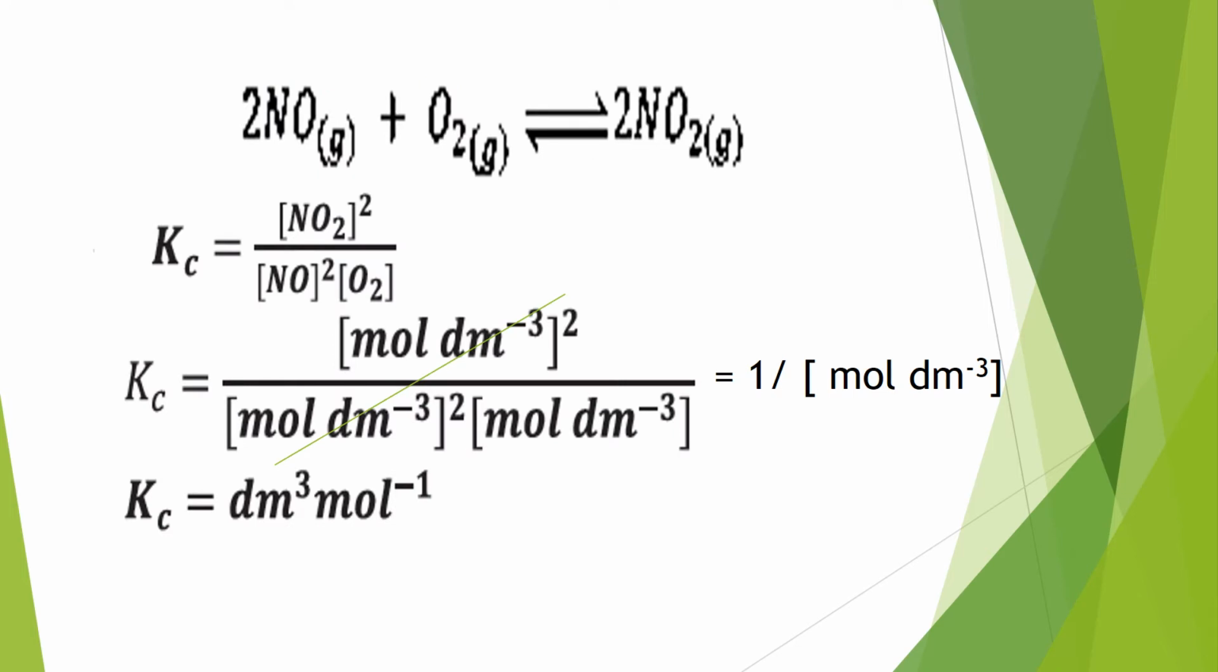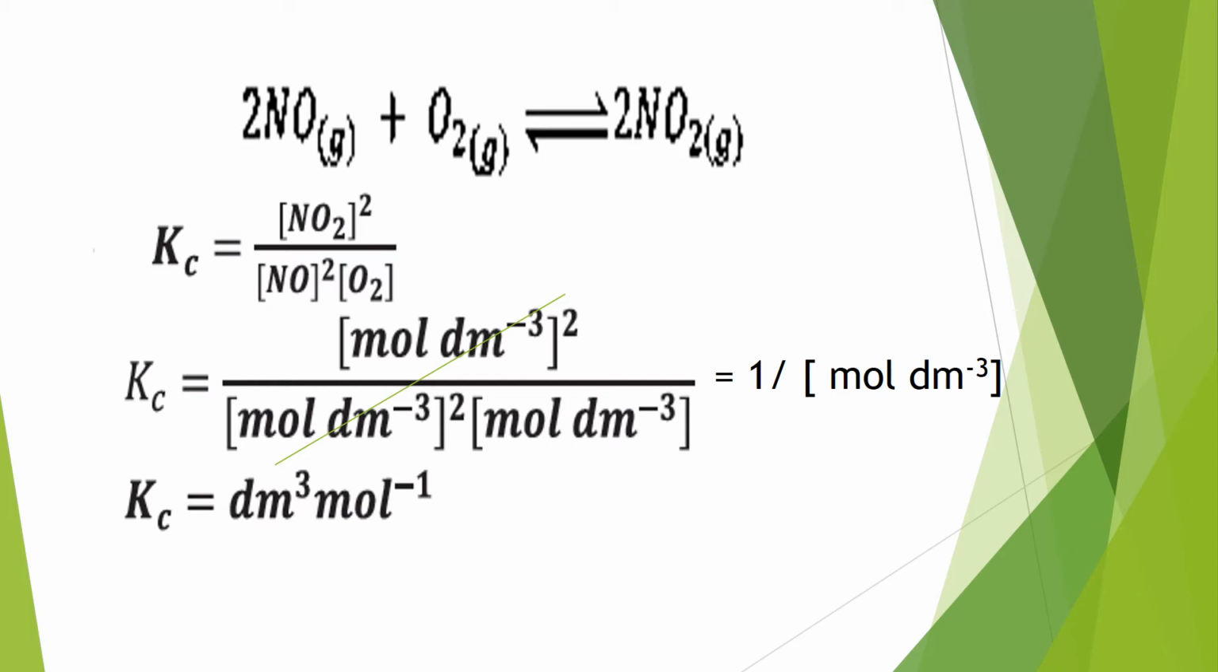Now in this reaction, nitric oxide and oxygen combine together and produce nitrogen dioxide. Nitric oxide and oxygen are our reactants, and nitrogen dioxide is our product. First you will write down the Kc expression for this.